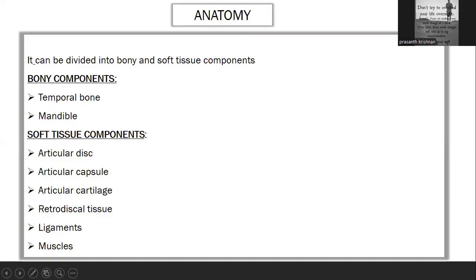So it can be divided into bony and soft tissue components. The first one is the bony component, the temporal bone and the mandible, whereas the soft tissue components are the articular disc, articular capsule, articular cartilage, retrodiscal tissue, ligaments, and the muscles. We will see one by one.